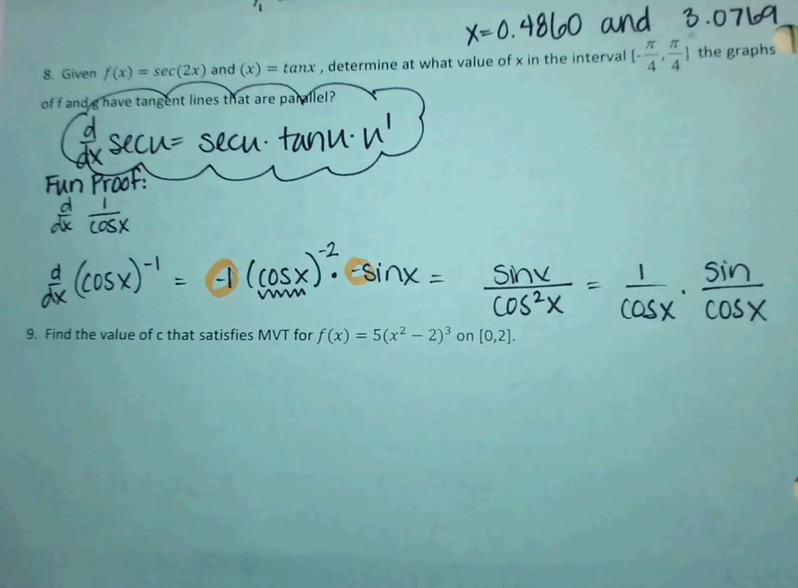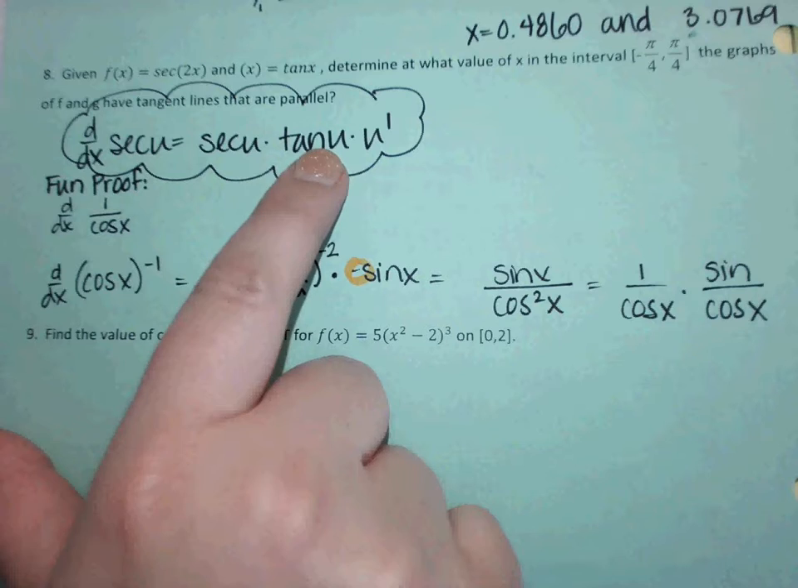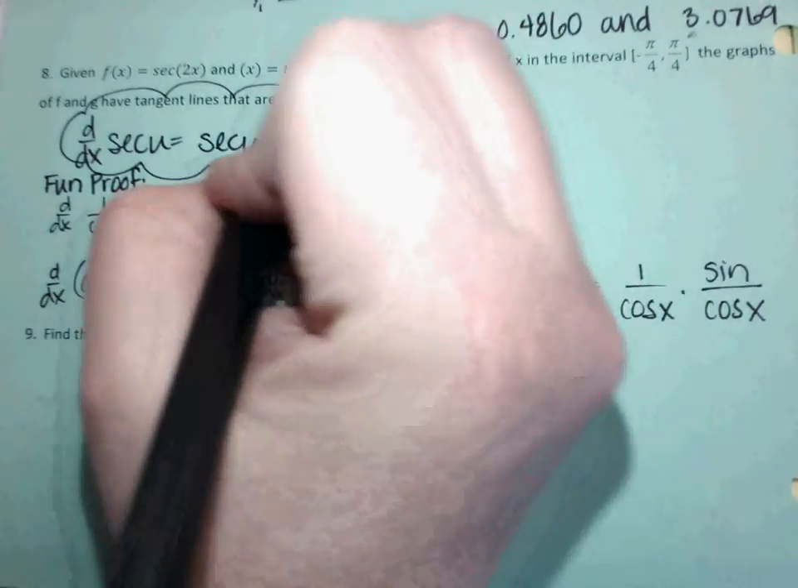Okay, so let's review. What's the derivative of tan? Secant squared. What's the derivative of secant? Secant tan. Derivative of secant is secant tan. So now you know sine, cosine, tangent, and secant. From here, we're taking the derivatives, we're setting them parallel.